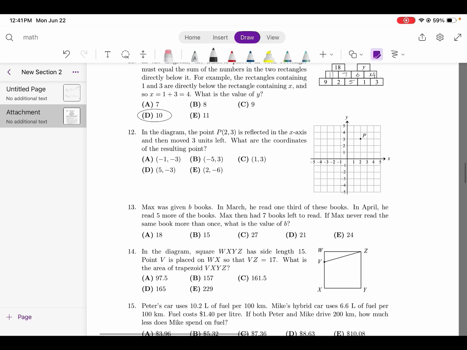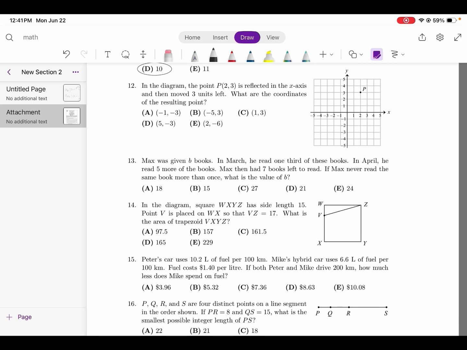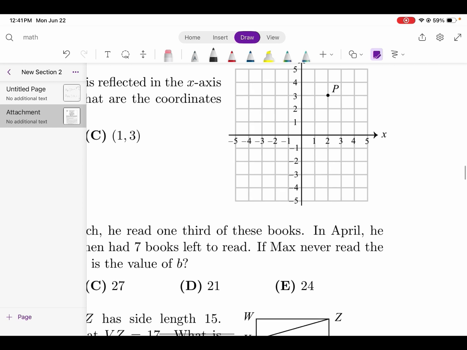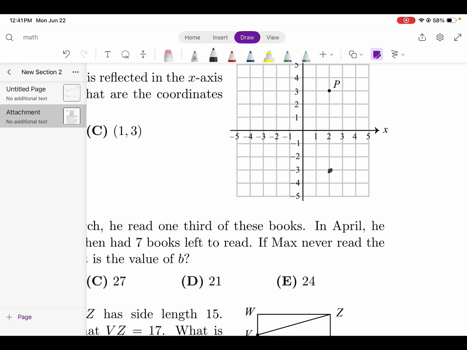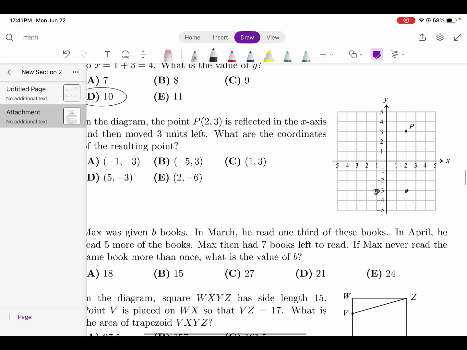Okay. Question 12. The point P is reflected in the x-axis and then moved 3 units left. So if we first reflect it in the x-axis, then you would get from (2, 3) to (2, -3). And then if you move it 3 left, then you get that point, which is (-1, -3).